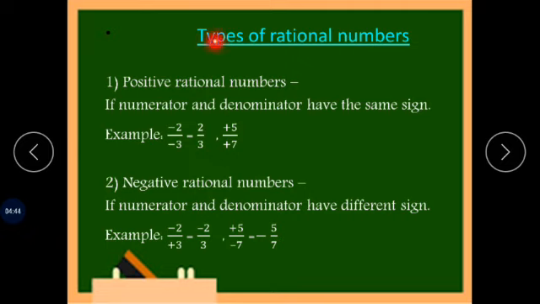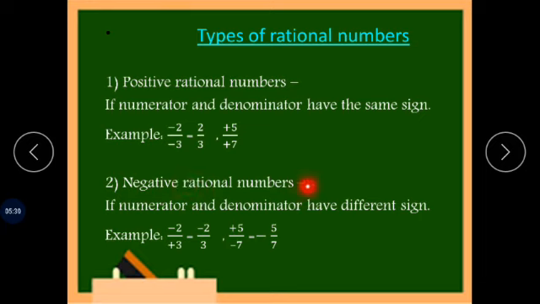Next, now types of rational numbers. There are 2 types of rational numbers. One is positive rational numbers. The name itself tells us that when the numerator and denominator have the same sign, we can say it is a positive rational number. How? Here in the example I have shown minus 2 upon minus 3. This negative sign will get cancelled. So 2 upon 3. And here it is positive 5 upon positive 7. So it is a positive rational number.